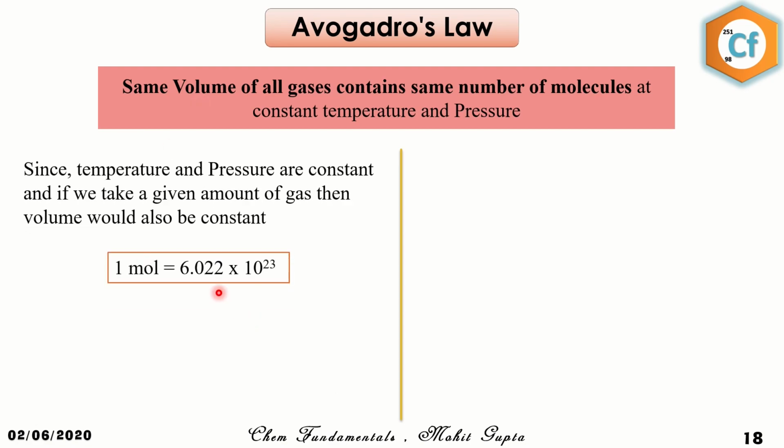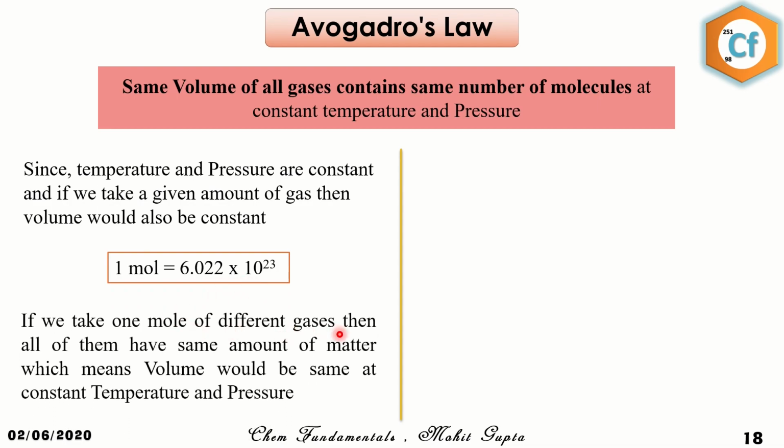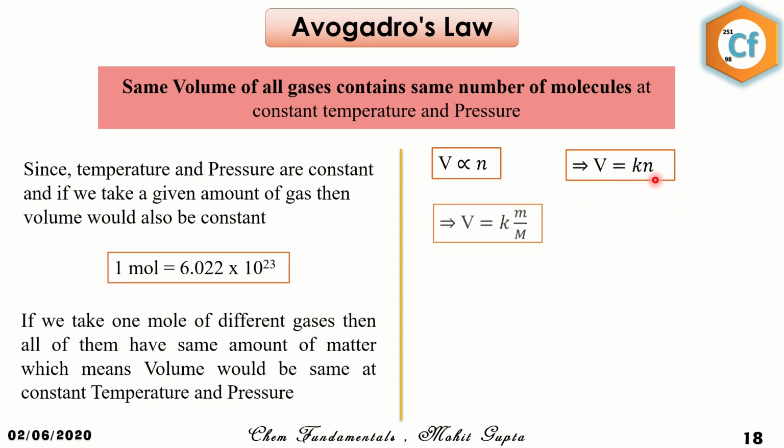So we know 1 mole is equal to 6.022 into 10 to the power 23, and if I take 1 mole of different gases, all of them having the same temperature and the same pressure, then we would have the same volume. Now the volume is directly proportional to the number of moles. Higher is the number of moles, higher would be the matter, and higher would be the volume it would occupy. Now we can write V is equal to K into n. The K is constant here and n is the number of moles.